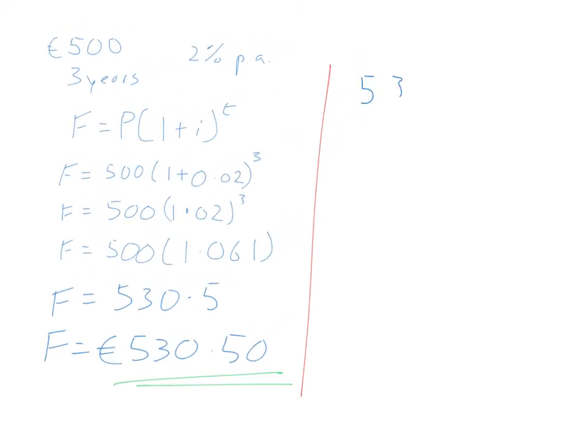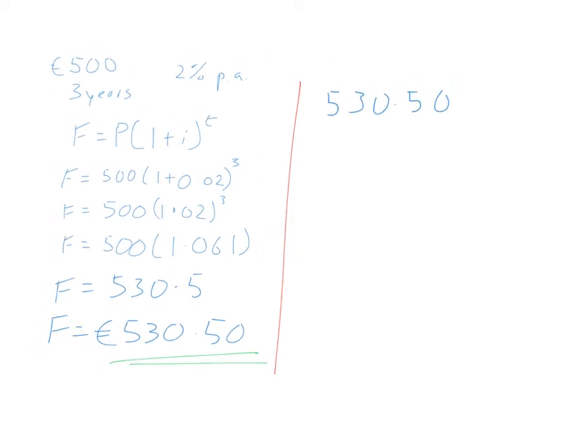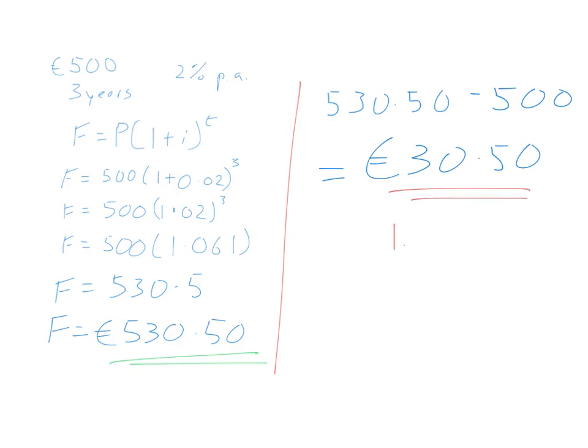So 530.50 take away 500 gives us 30 euros and 50 cents that person has made over their 3 years. So this is just the interest. And that method will work for either a loan or for an investment.